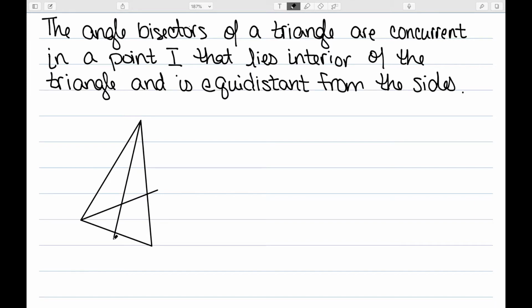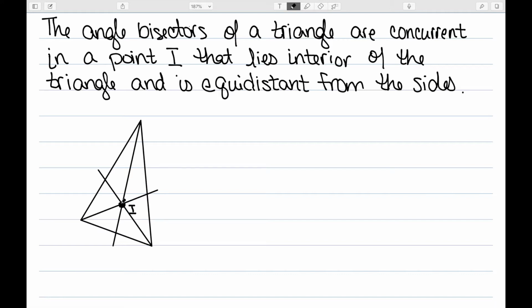What this theorem tells us, the first thing, is that all of these angle bisectors are going to intersect at a single point. Right here, this is my point I. The next thing it tells me is that this point will always be inside of the triangle. Even for an obtuse triangle, it's impossible to get this point outside of the triangle.